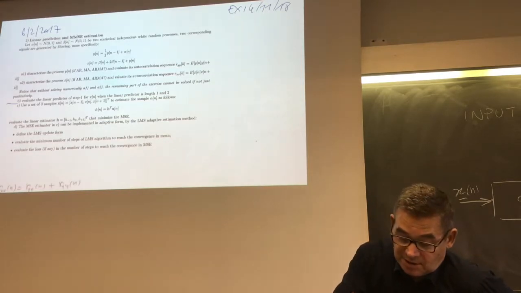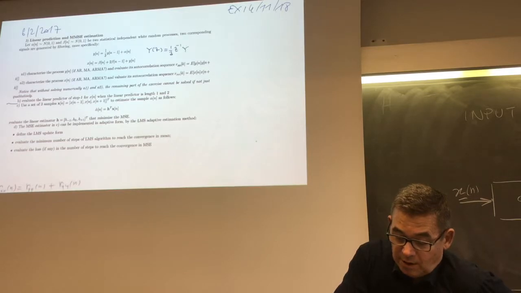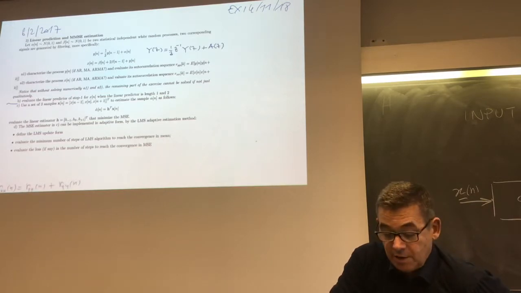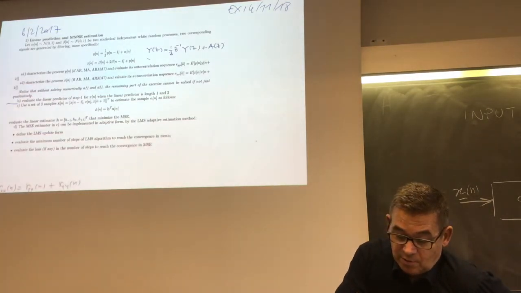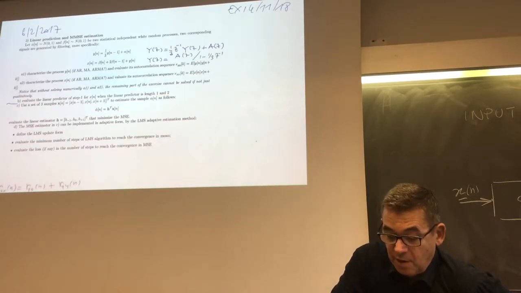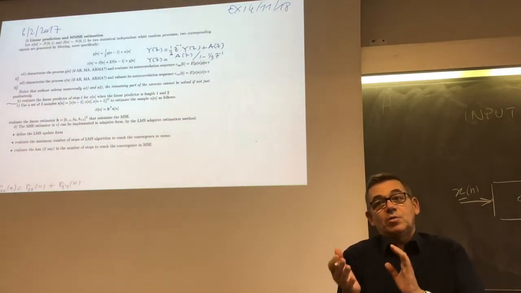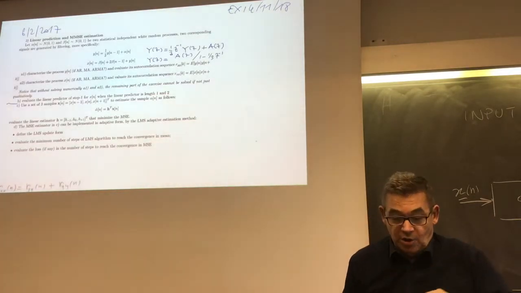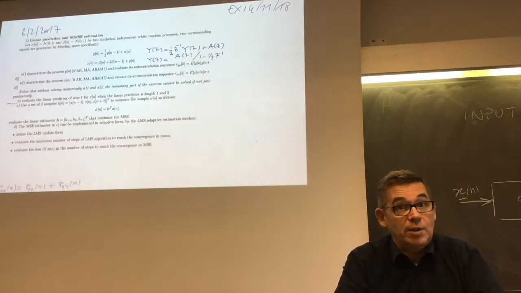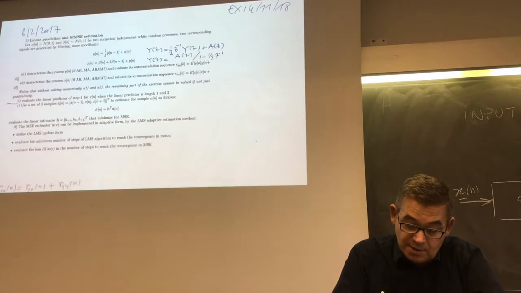In z transform, Y(z) is equal to 1/3 z to the minus 1 Y(z) plus the z transform of alpha. So Y(z) is equal to A(z) divided by 1 minus 1/3 z to the minus 1. So I take alpha and filter it with one pole. So the process is autoregressive of order 1. That's the answer here.